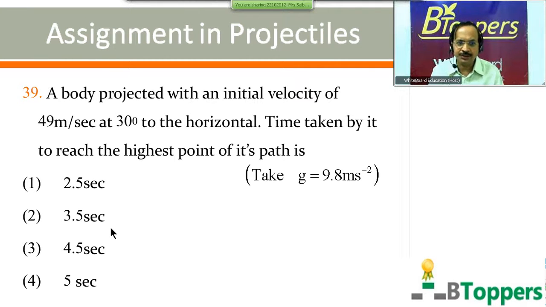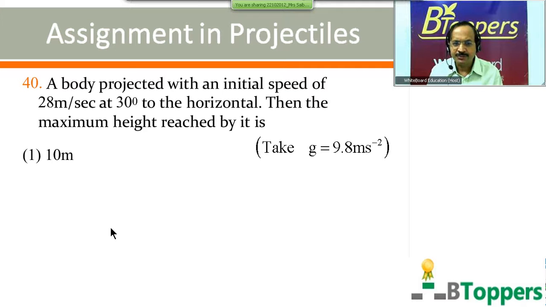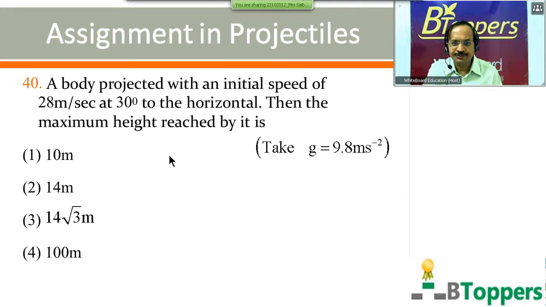In case you need more time to answer the question, you can take a pause and take your time. I'd like to show you the next question, question number 40. The body is projected with an initial speed of 28 meter per second at 30 degrees to the horizontal, and the maximum height reached by it is. 4 options I have shown on the screen. You have to pick up the correct one. Take g equal 9.8 meter per second square. Come on, try the questions.